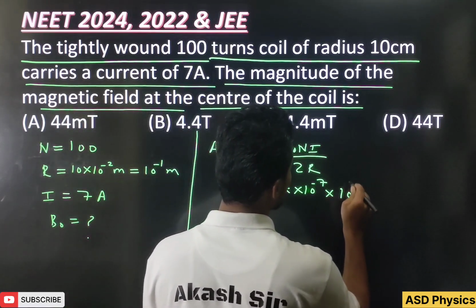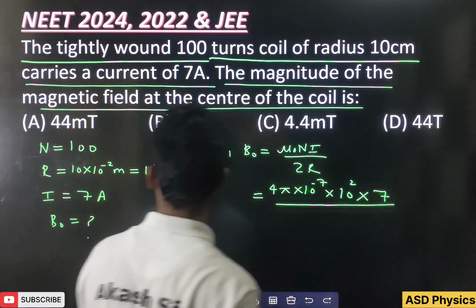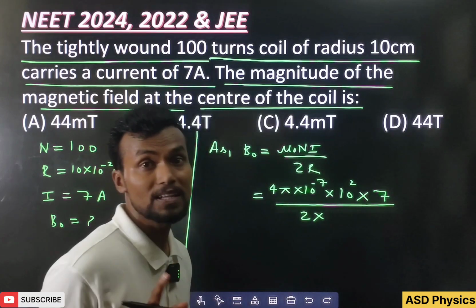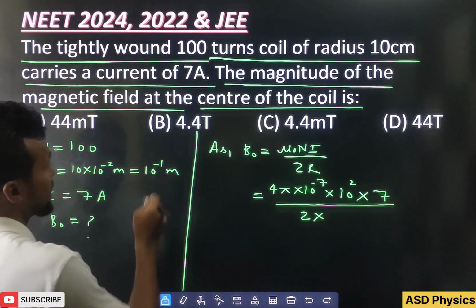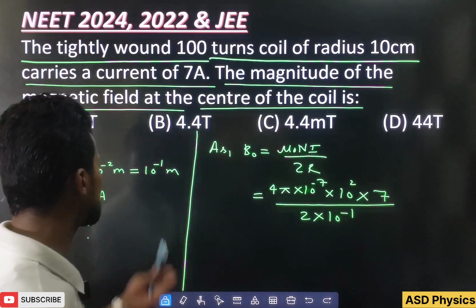100, so we can write here 10 to the power 2. Current is given here, 7, and 2r, that means 2 into capital R value. How much is given here, students? You know very well, capital R is 10 to the power minus 1.